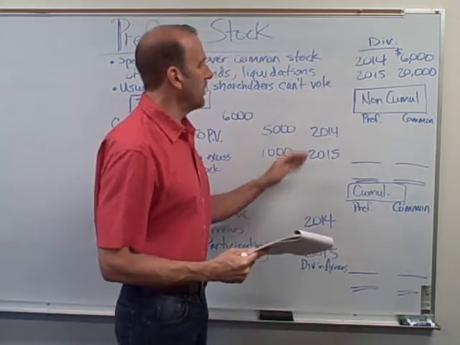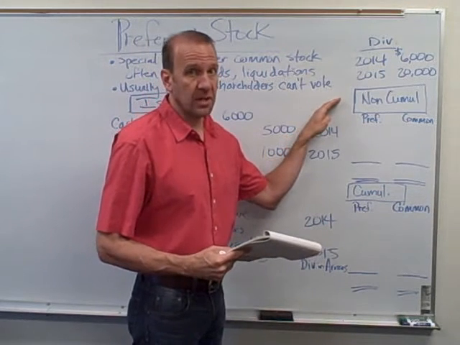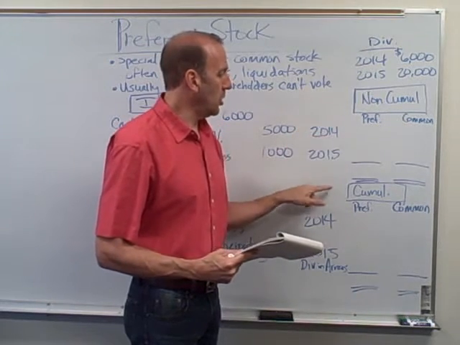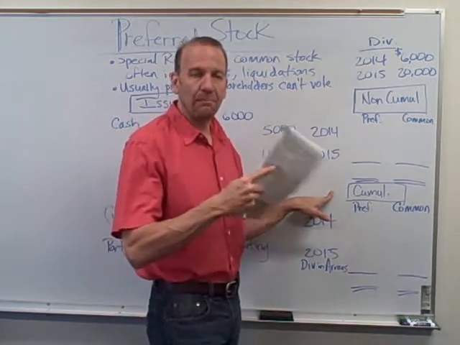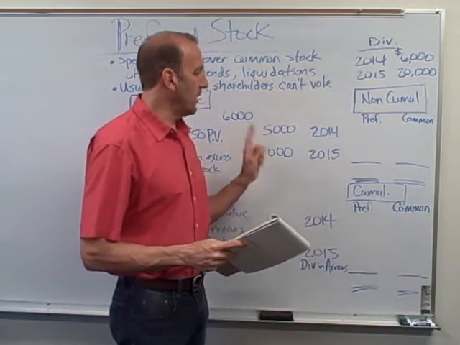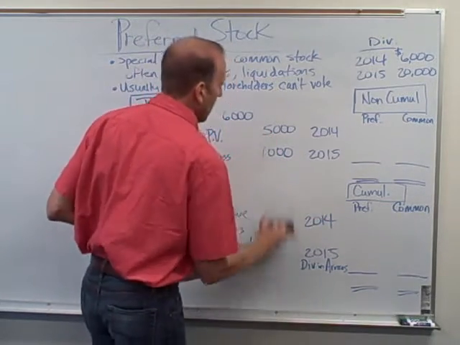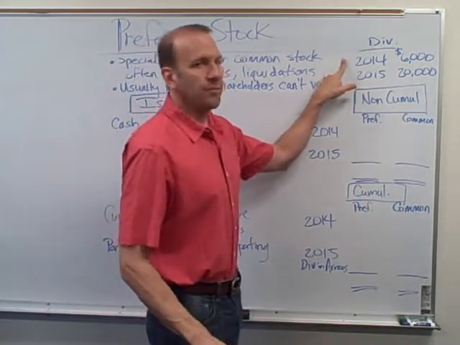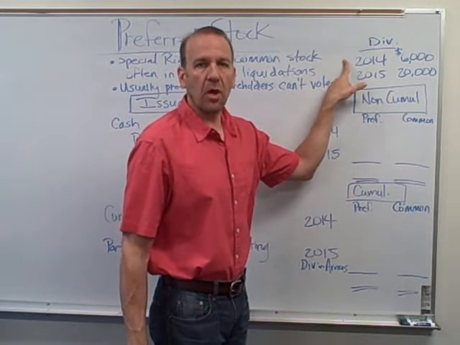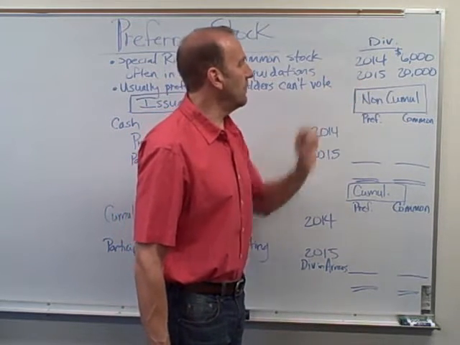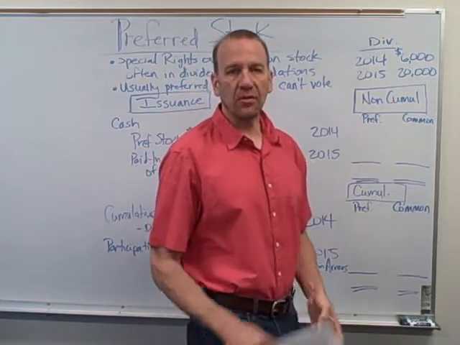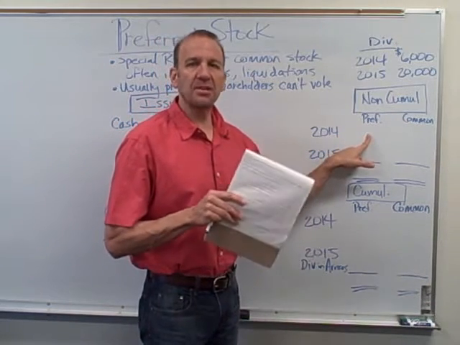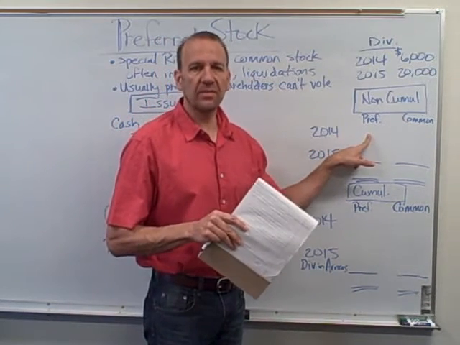So let's look at an example of non-cumulative. This is where they don't get to make it up. If they don't get paid their dividend, they don't get to make it up in the next year. The cumulative feature is when they get to make it up in the next year. I think this will be very clear once we go through this example. In 2014, the company is going to pay a $6,000 dividend, and in 2015, they're going to pay a $20,000 dividend. Remember, the preferred shareholders have the right to the first $10,000 of dividends.